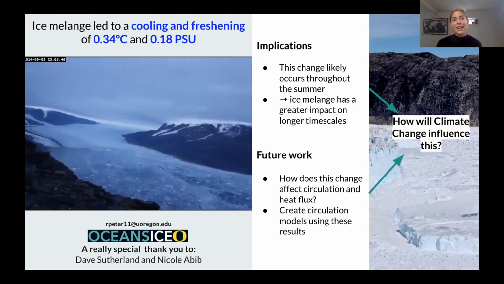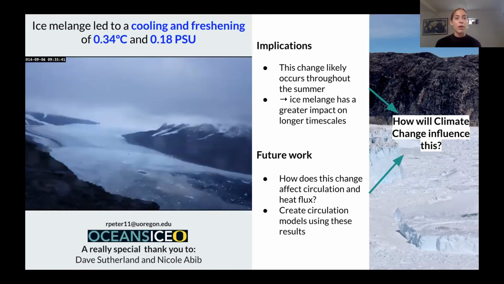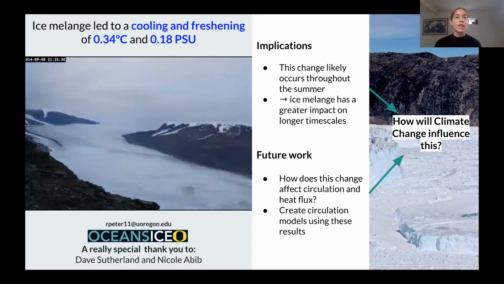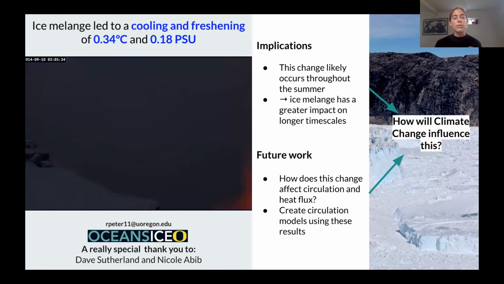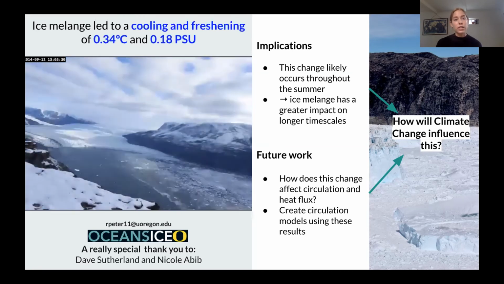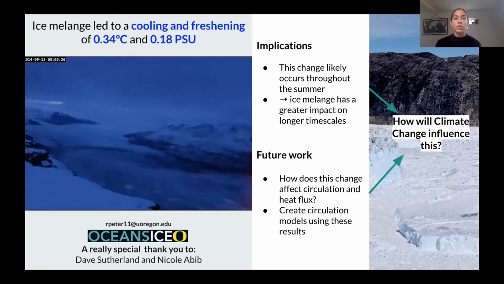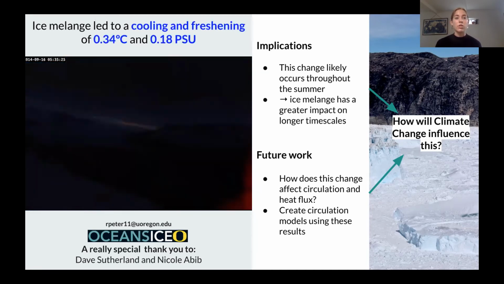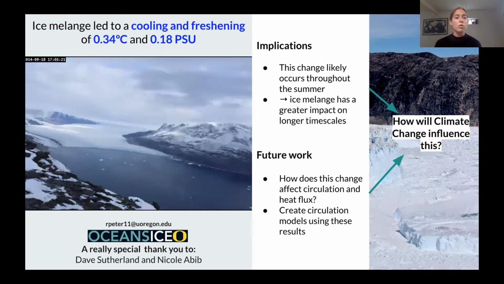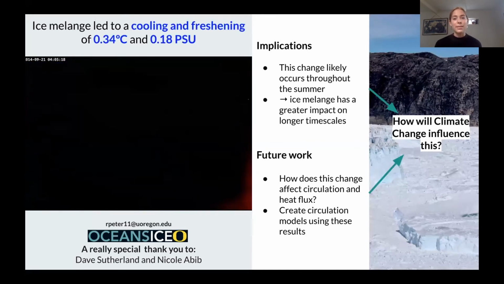So in summary, we've been able to see how ice melange changes fjord water properties. With this information, we can begin moving forward to understand how this changes not only buoyancy-driven circulation, but heat flux towards the glacier termini. And with that, we can begin understanding where ice melange fits into the conversation of ocean and ice feedbacks, or ocean and ice interactions, which ultimately affect glacier stabilization and ice sheet mass balance.